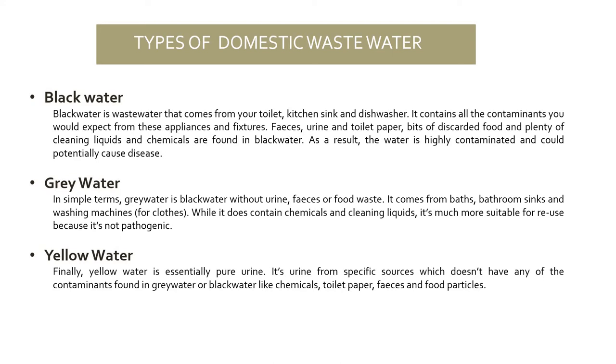The next is grey water. Grey water is basically black water without urine, feces and food waste. It is just wastewater which can come from bathroom sinks, and it contains very little chemicals, so this water can be easily reused. The last kind of water is yellow water. Yellow water is basically nothing, just pure urine.